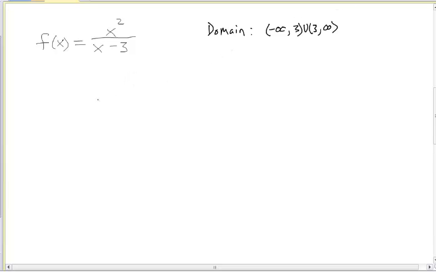So now the steps are the same as the last problem. So step 1, take the derivative. So f prime of x is equal to, now we have the quotient rule, so the denominator times the derivative of the numerator, which is 2x, minus the numerator, x squared, times the derivative of the denominator, which is just 1, all divided by denominator squared.